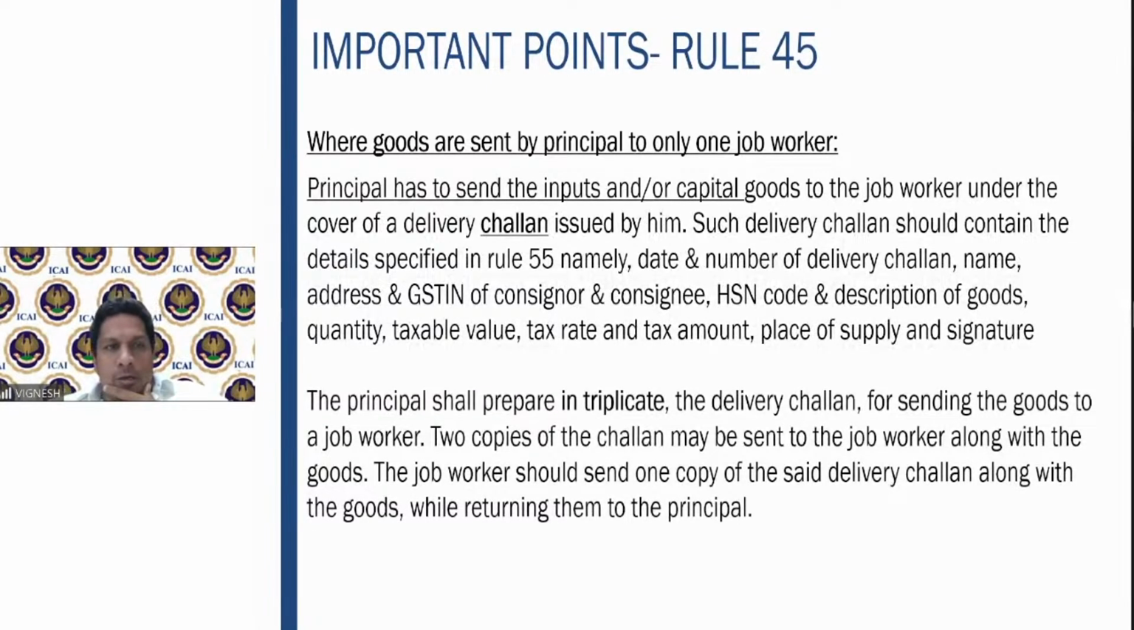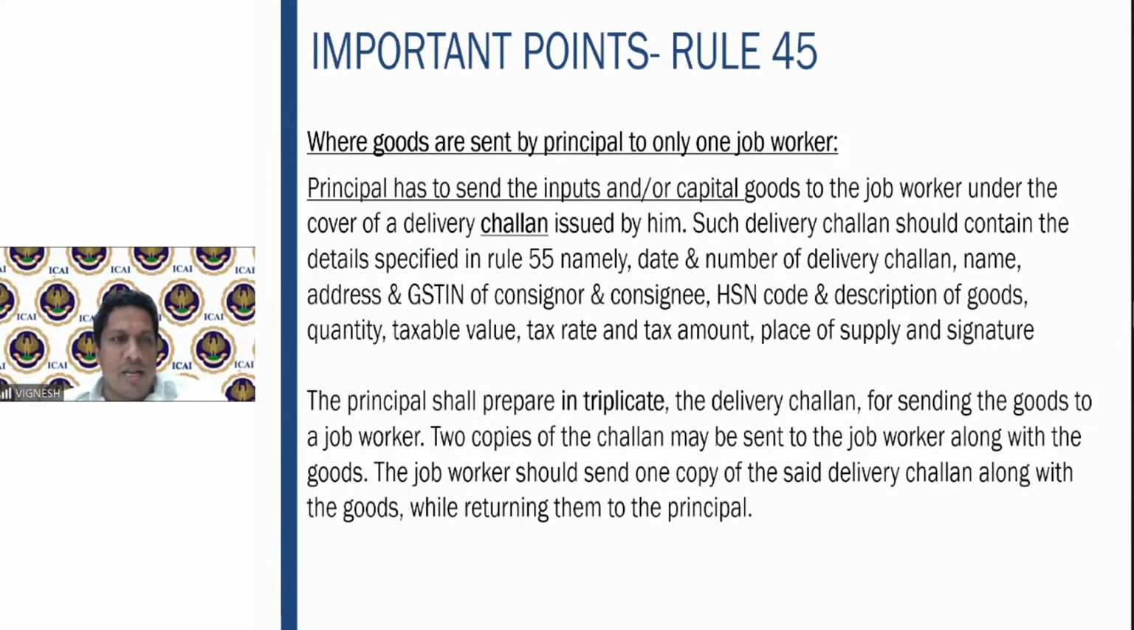Okay. So further points, where the goods are sent by the principal to one job worker only. In that case, he has to send the inputs and capital goods to the job worker under the cover of a delivery challan, because this is not a supply, so there won't be any e-way bill. There is a delivery challan which he has to issue. In that, all the details in rule number 55 have to be there. What all are given in rule number 55?